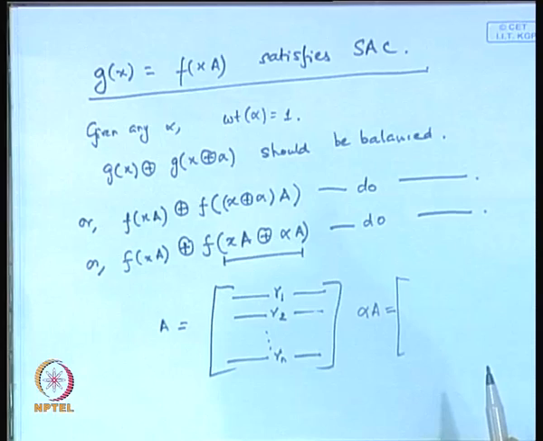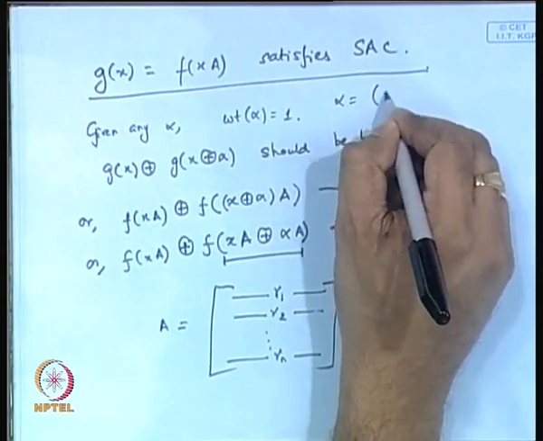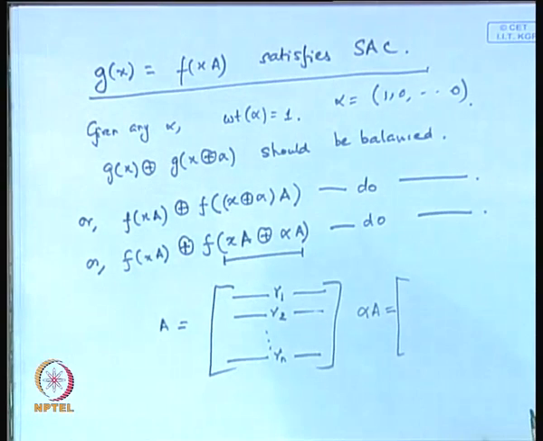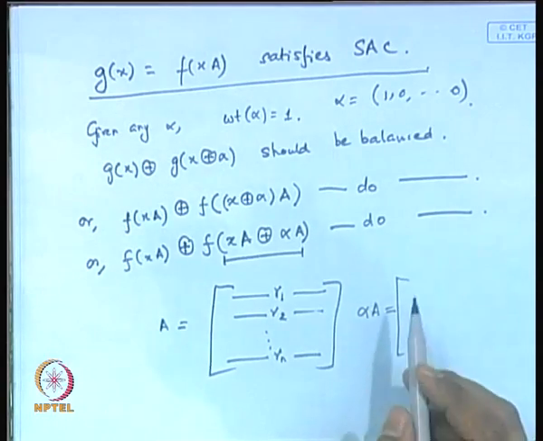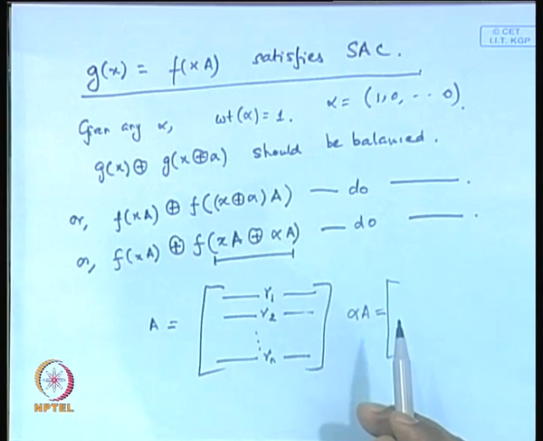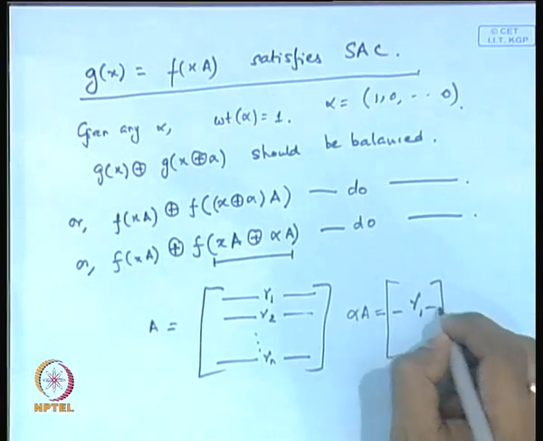Column matrix of 1. Column or row? For example, you can just imagine that alpha is equal to 1 0 and so on 0. So what does alphaA represent? First row. Yeah, you are having alpha at the beginning and then A, right? So you have got the first row, gamma 1 here. Only one row, which is gamma 1.